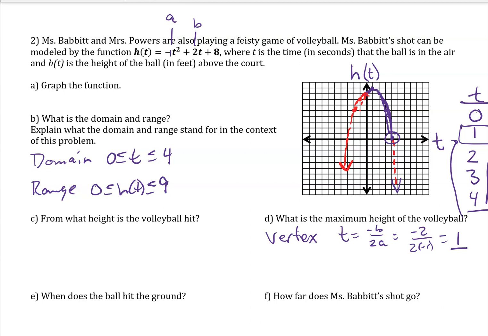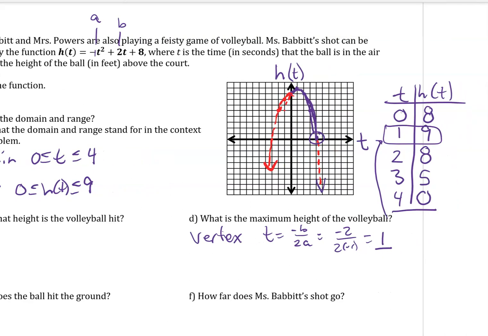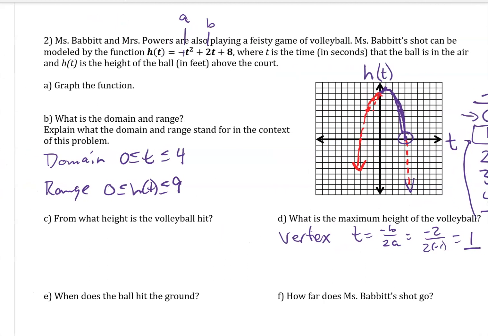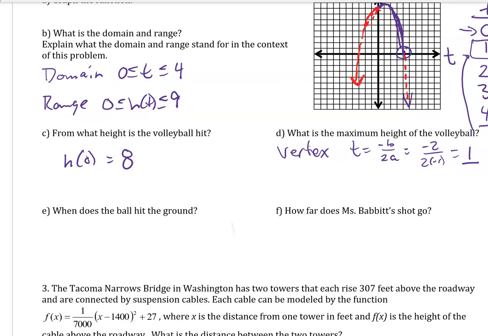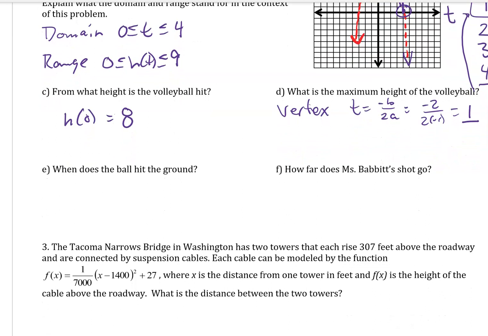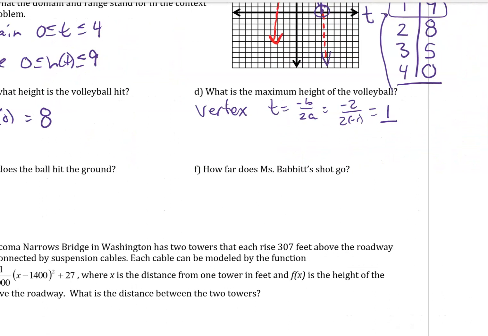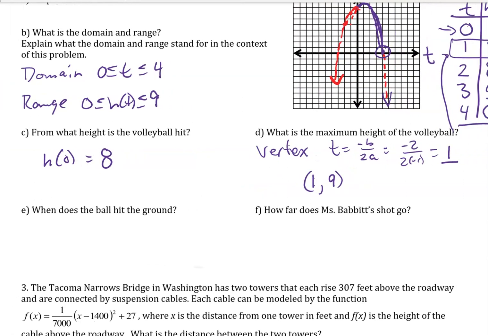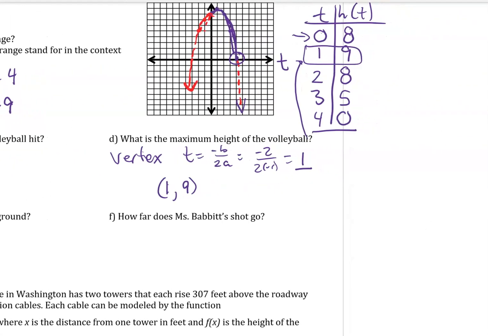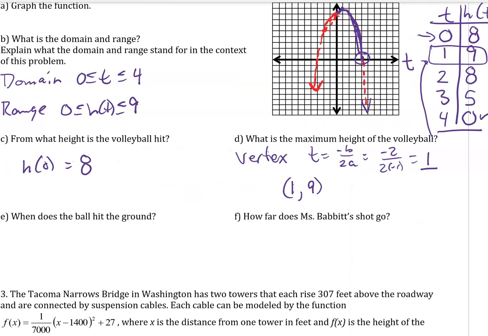For what height is the volleyball hit? Well, that's the moment of impact. It has a height of 8, which means she jumped up, which is a good serve. And when does it reach its maximum? We already did the vertex, that was 1, and then we plug 1 in for t, and we get out 9, so our vertex is (1, 9). When does the ball hit the ground? When the height is 0, it is 4 seconds after the hit.